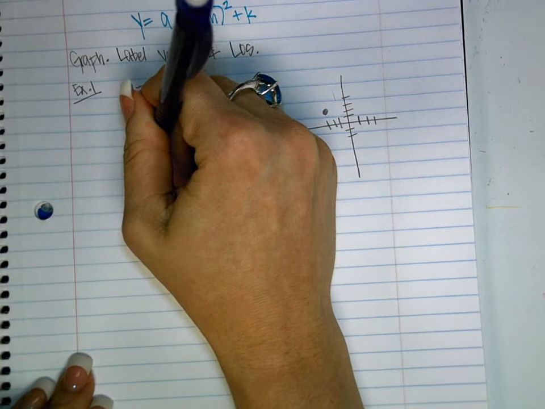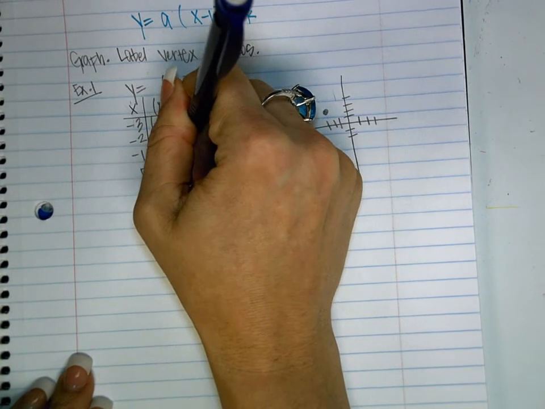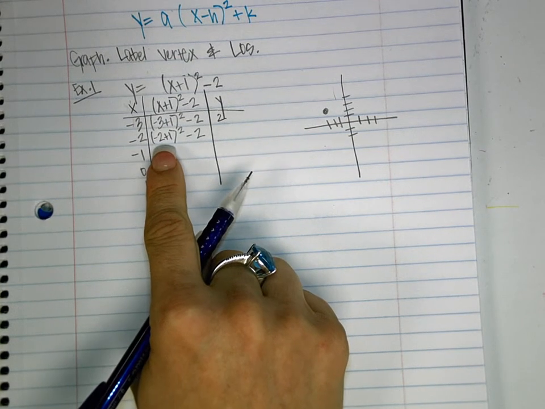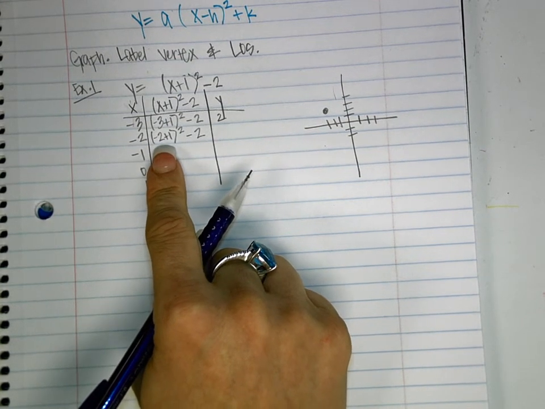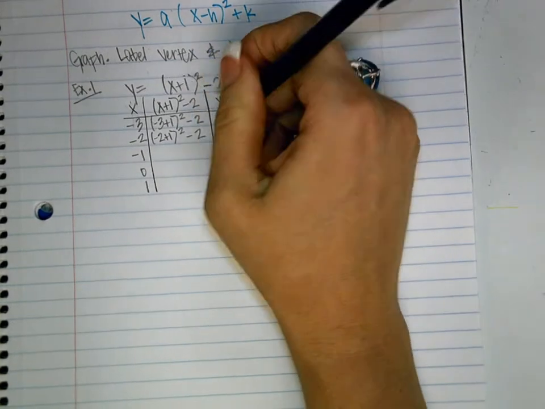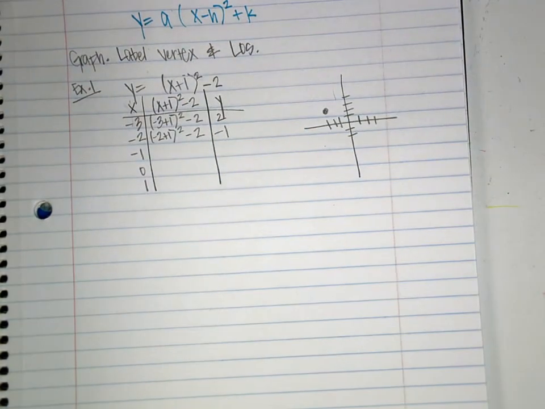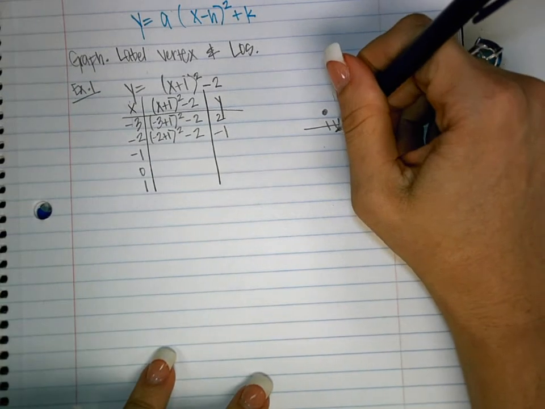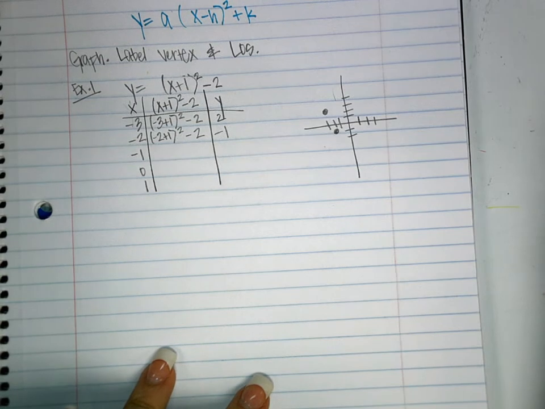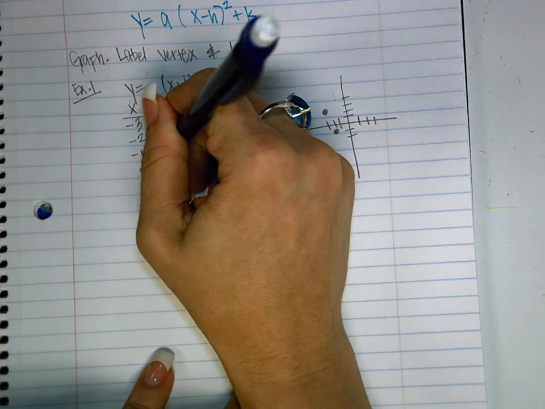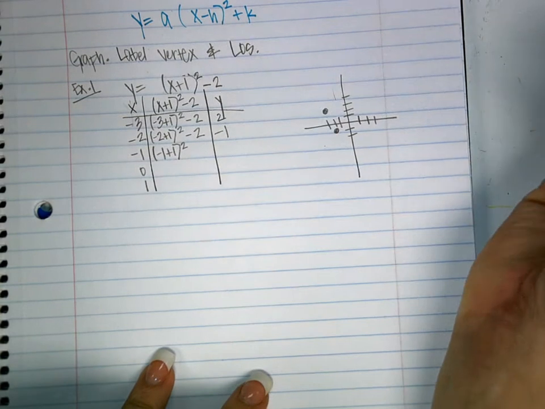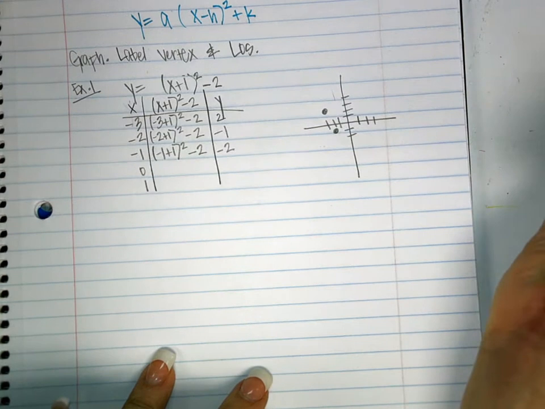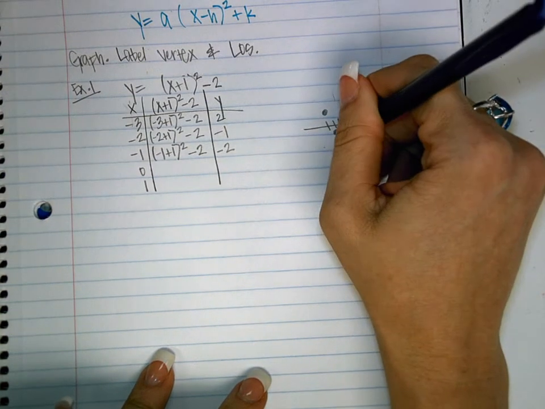Now let's find my next point. -2 plus 1 gives us -1. -1 squared is 1. 1 minus 2 is -1. So my next point is (-2, -1): left 2, down 1. Now let's plug in -1. -1 plus 1 gives us 0. 0 squared is still 0. Minus 2 is -2. So that means go left 1, down 2.